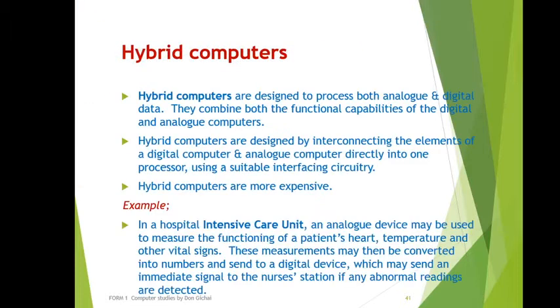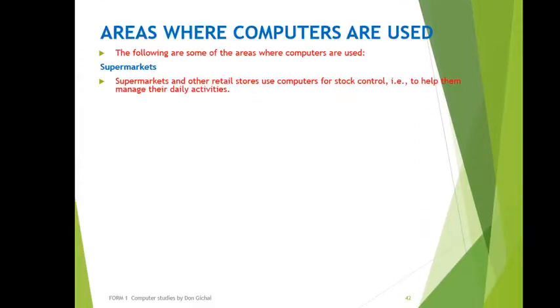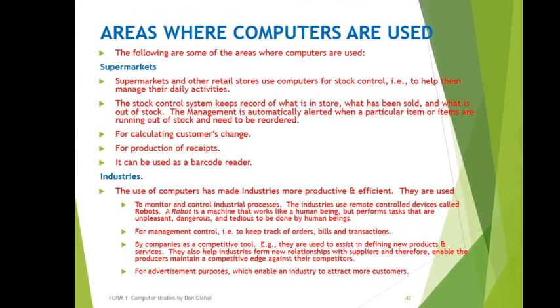Then lastly, we have the hybrid. Hybrid means a combination of several. Therefore, a hybrid computer is a combination of analog and digital. They are designed to process both analog and digital data. They combine the functionalities of both digital and analog computers. Like in a hospital intensive care unit, ICU, an analog device may be used to measure the functionality of a patient's heart, temperature, and other vital signs. These measurements may then be converted into numbers and sent to a digital device for manipulation. That is how the hybrid comes in.